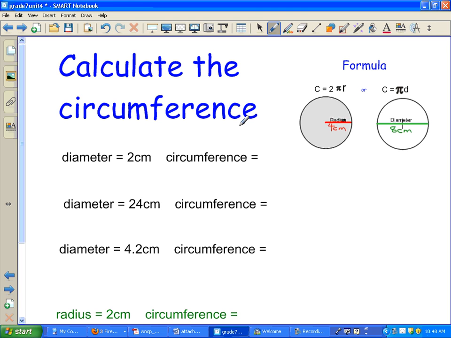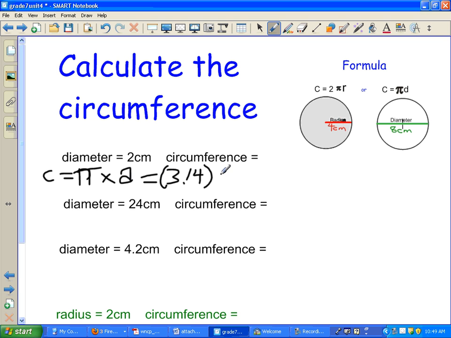Now we're actually going to calculate the circumference. So we're going to work this out, and it's no harder than estimating, except we actually have to put in the real number for pi. So remember our formulas, and this time we're going to take the diameter. The circumference is pi times the diameter, which is 2. So 2 times, so let's put in pi.